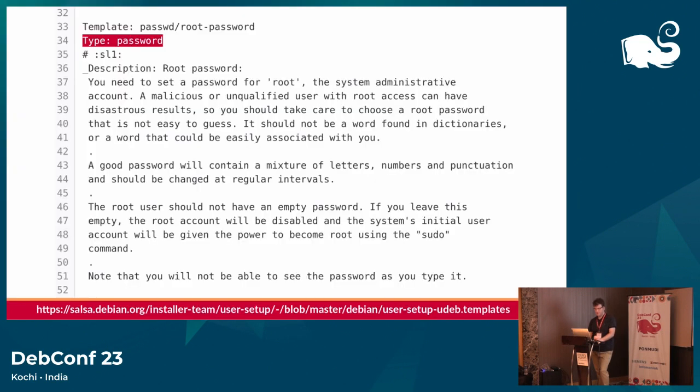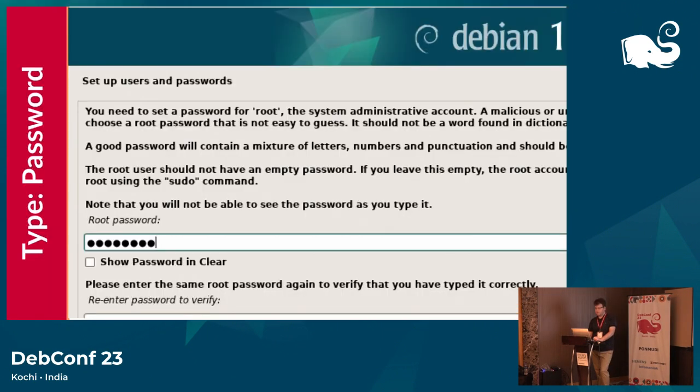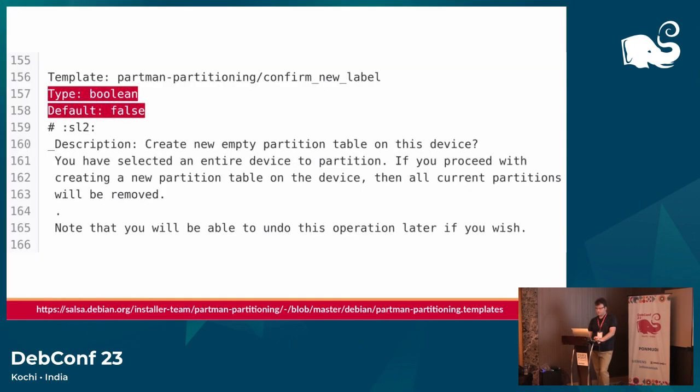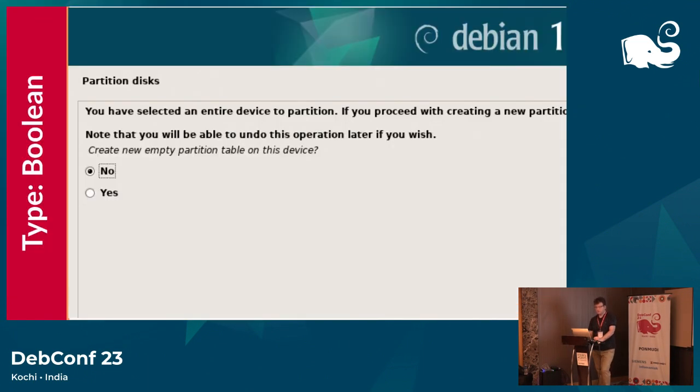There's this password type that is used in Debian Installer to ask for a root password. It hides the given string, of course. That's the entire point of it. There is also the boolean type. You can set the default to true or false, and when you get a result from it, it will only be true or false, because it shows a radio button kind of thing that has yes or no.